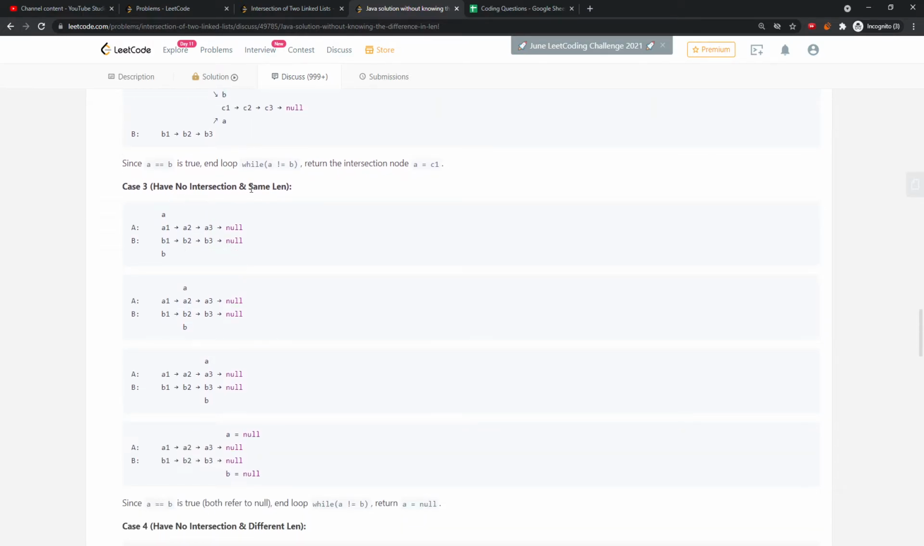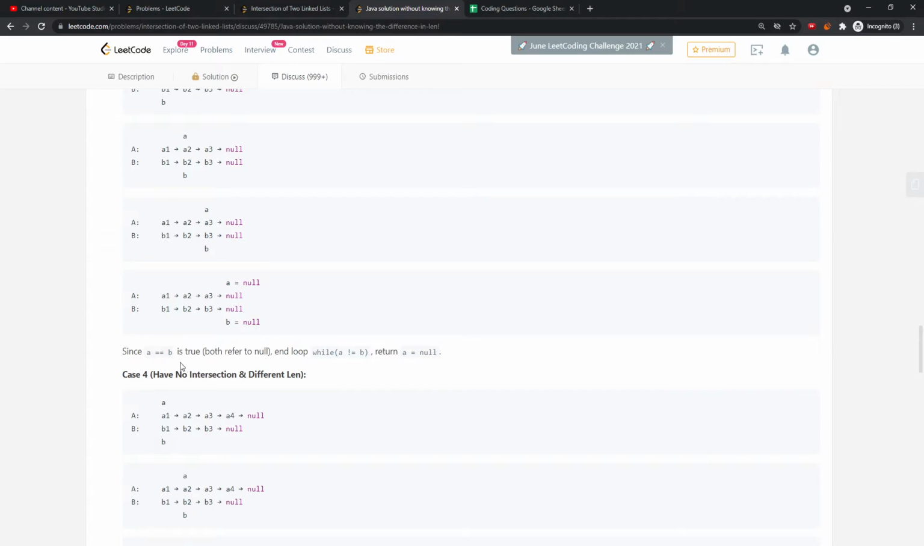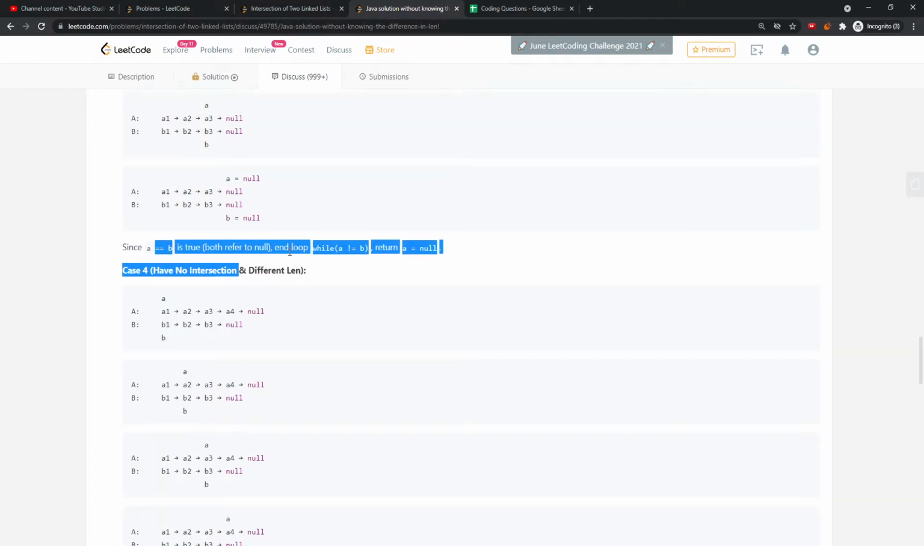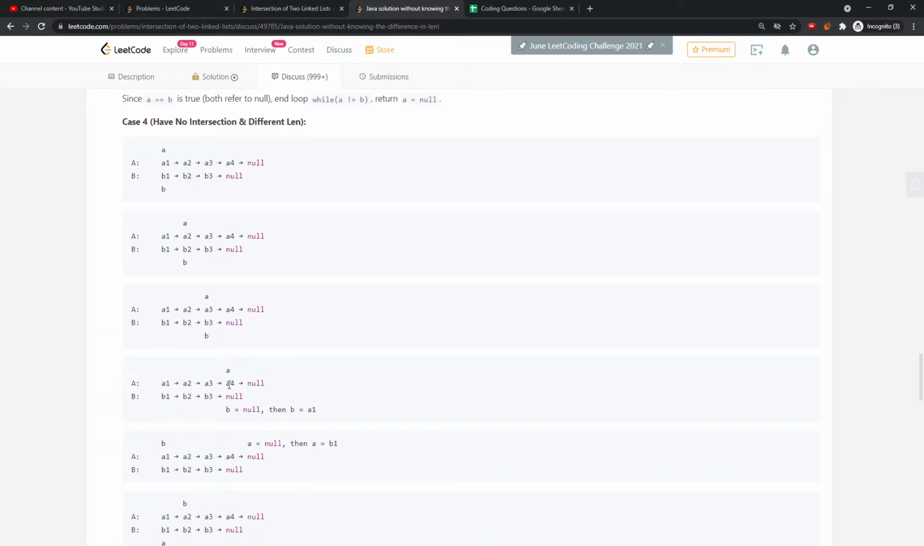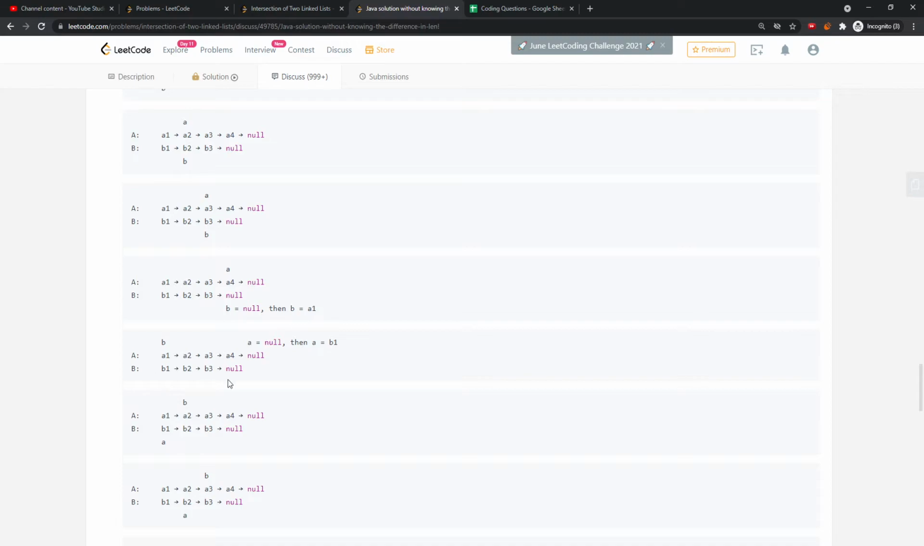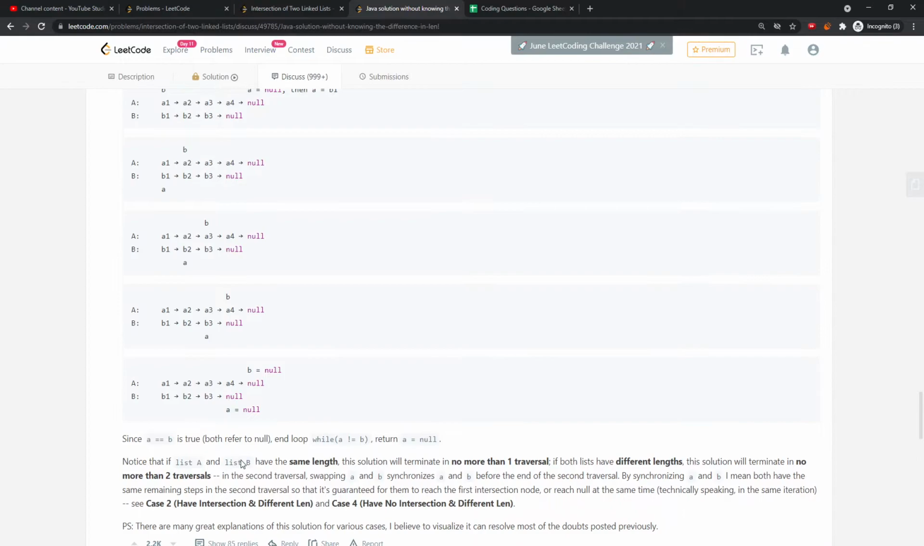Now, no intersection and same length. When they don't have an intersection and they both reach null, they can just return null, because both are null. This is the idea. And how about no intersection and different lengths? It's the same idea. You traverse the other linked list, and they will meet each other when they both hit null.